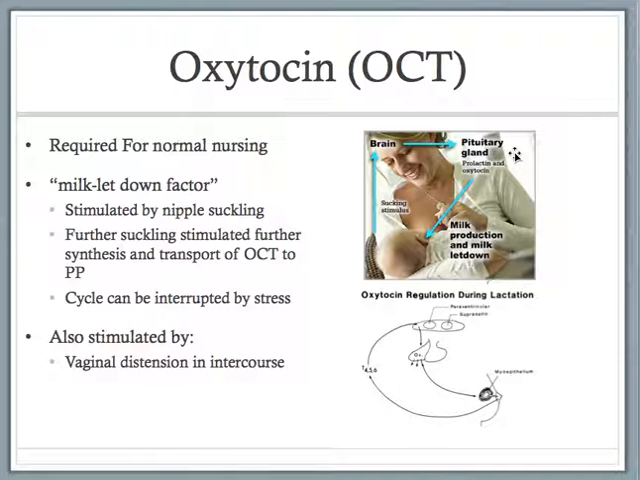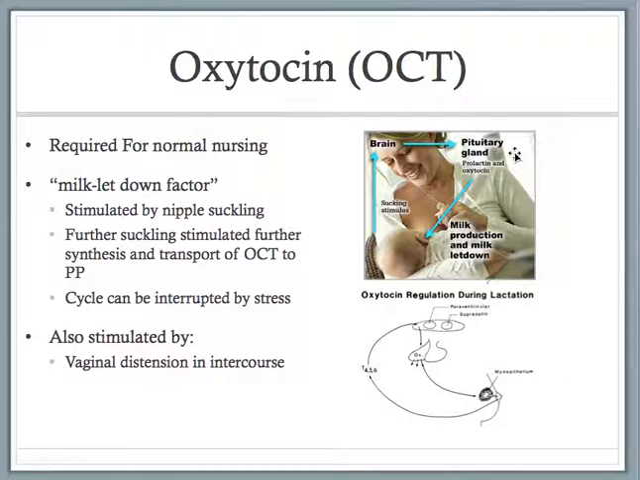You can imagine that one of the first kinds of stressors with nursing is sleep deprivation, which really throws things off homeostatically, so that can be something that can interrupt oxytocin production.